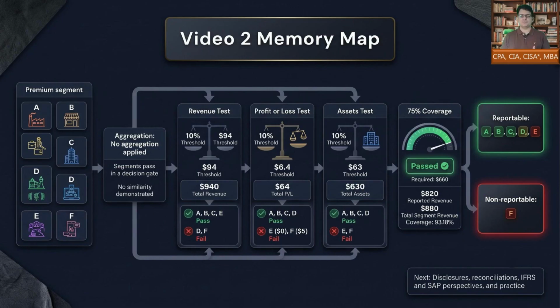In video 3, we move from testing to disclosures, reconciliations, IFRS and SAP perspectives, and practice questions.